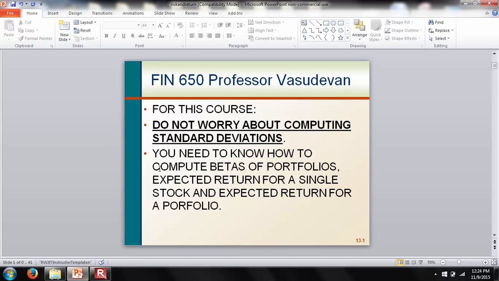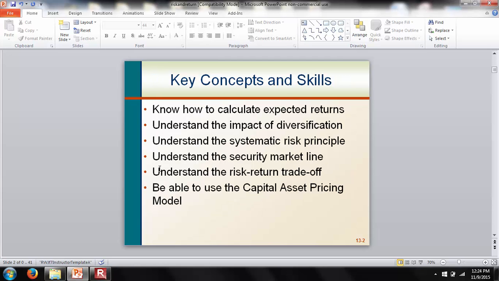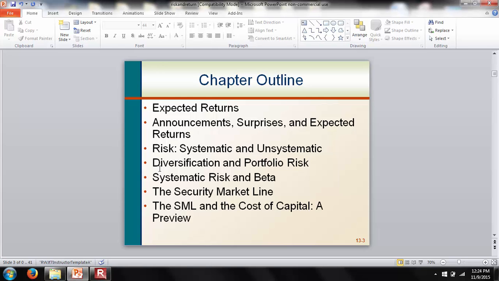Okay. So as far as this course is concerned, what are some of the things you want to make sure you can do? Those are, you want to make sure you can find the beta of a portfolio, the expected return for a single stock, and the expected return for a portfolio. So here we talk about finding the expected return, the concept of diversification, understanding systematic risk, understanding the security market line and the risk-return trade-off, and finally using the capital asset pricing model or the CAPM.